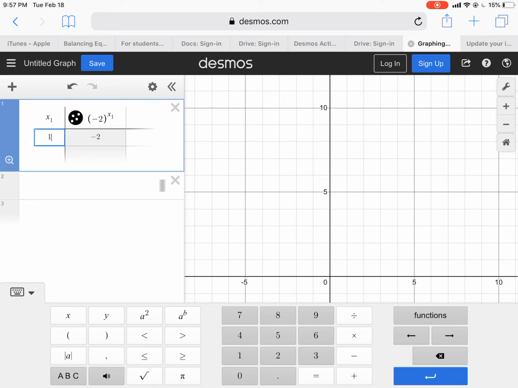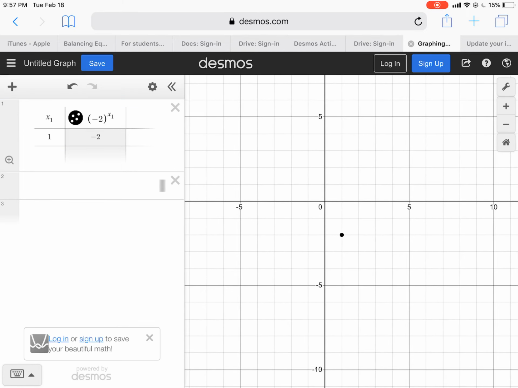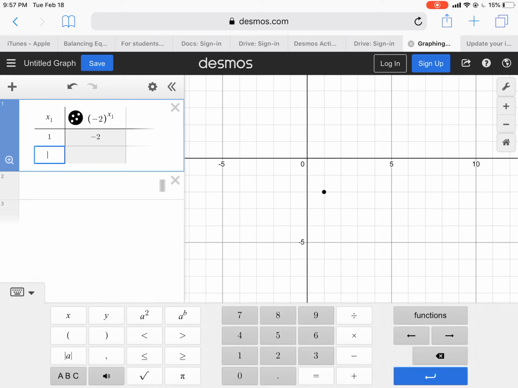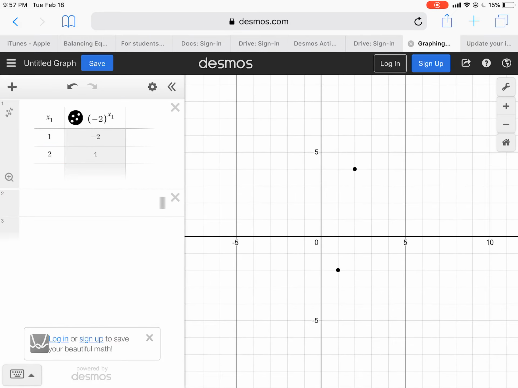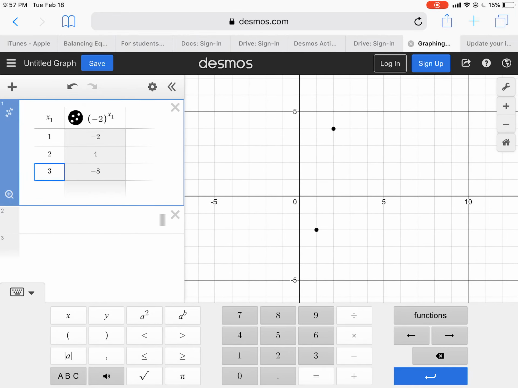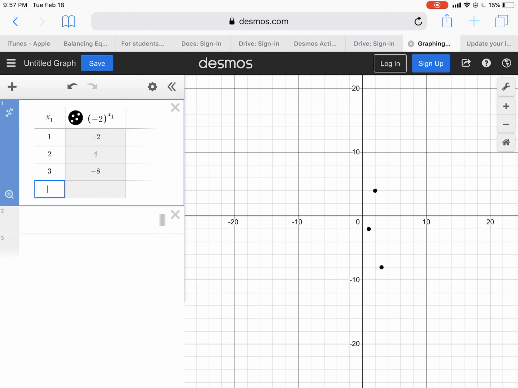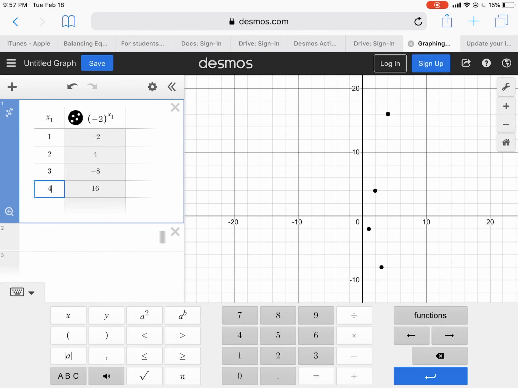Now let's look at what happens. So we've got a 1. Okay, that works. -1, -2. Okay, we finally got a point. I got it to work. Let's put in a 2. Well, 2's up there, got another point. Let's do 3. 3 is down there. 4 is back up there. Do you see what's happening? It's jumping back and forth from a negative to a positive.